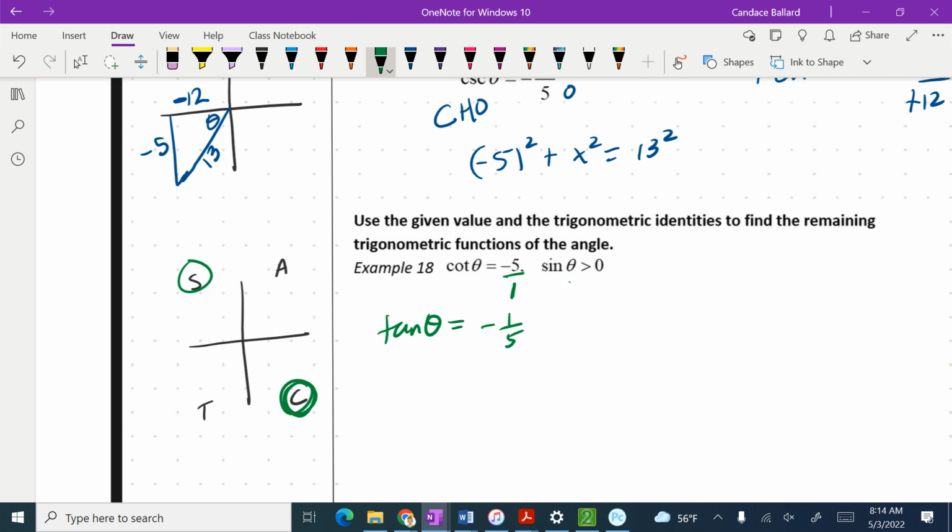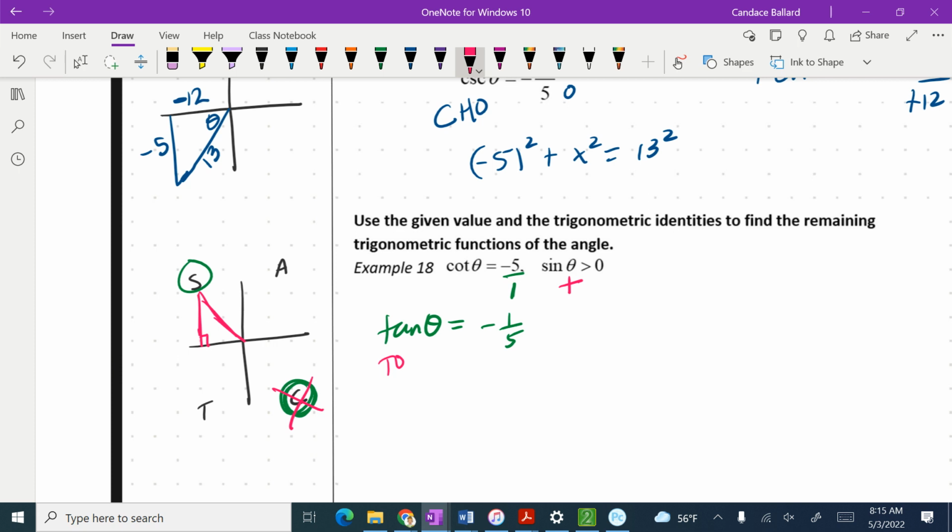All right, and then what does this mean when we're greater than 0? What sign? We're positive. Okay, so what quadrant out of these 2 is sine positive in? 2. So I know that my triangle has to be in quadrant 2. Okay. It doesn't matter if we do tangent or cotangent. So we've got tangent there.